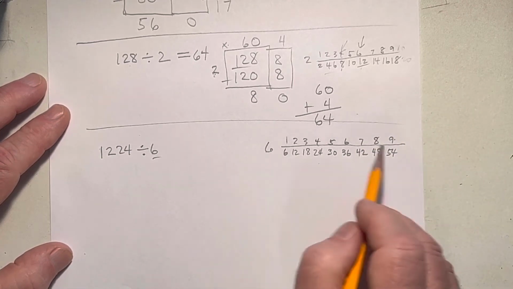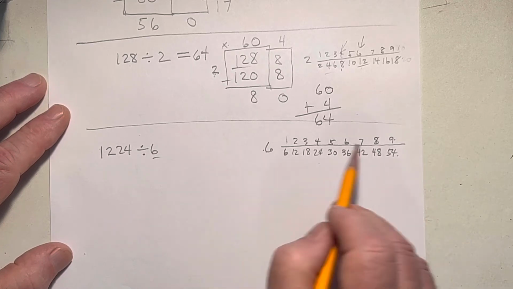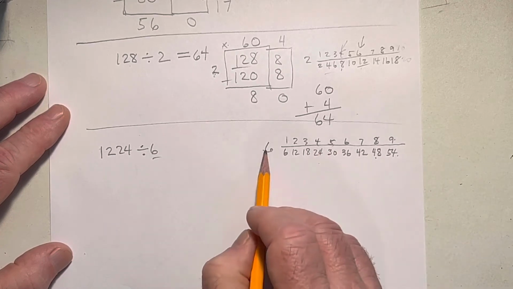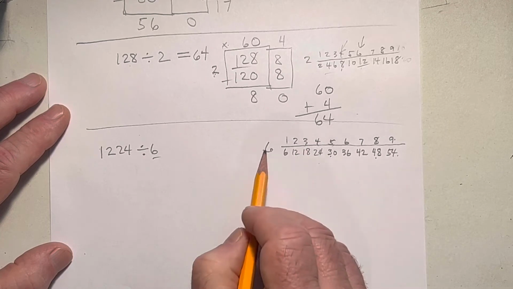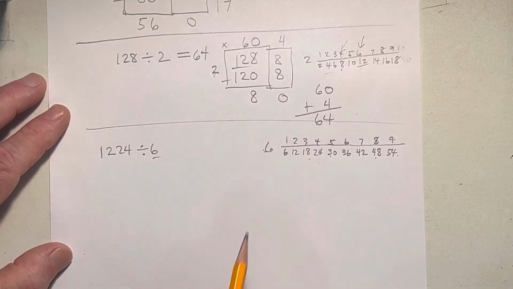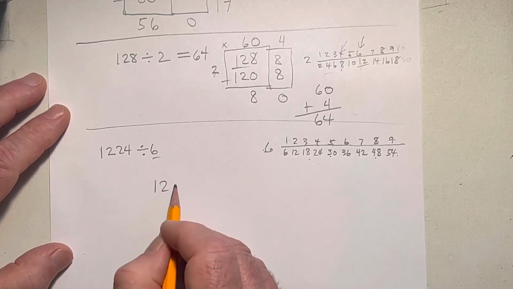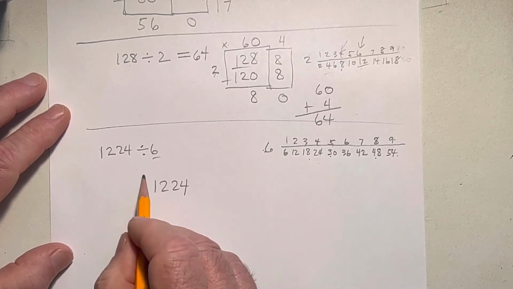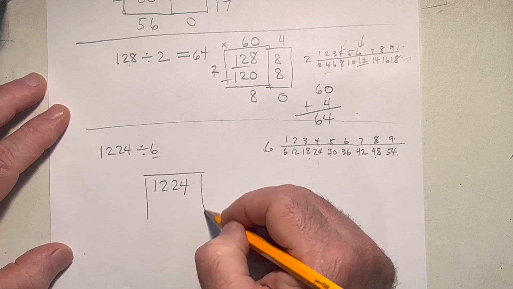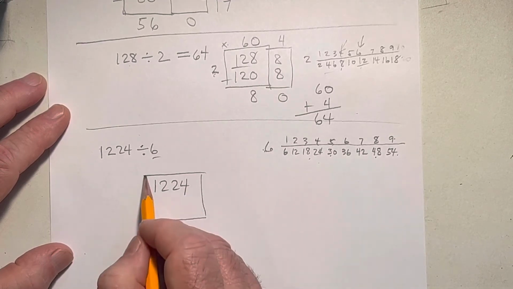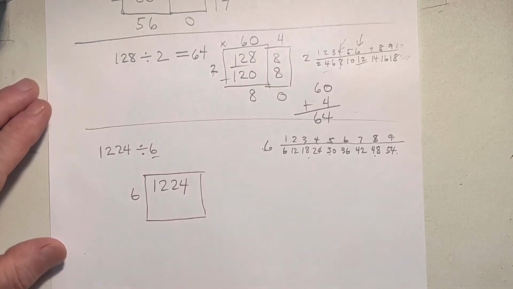9 times 6 is 54. 8 times 6 is 48. 5 times 6 is 30. 3 times 6 is 18. Now let's put the problem 1,224. Put a box around it. And we put our divisor here.